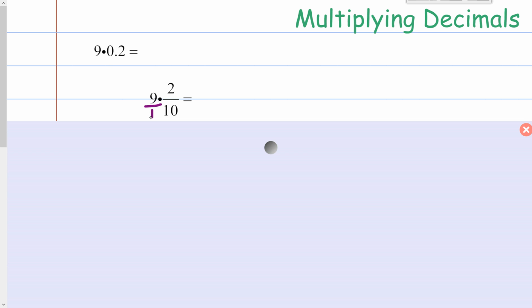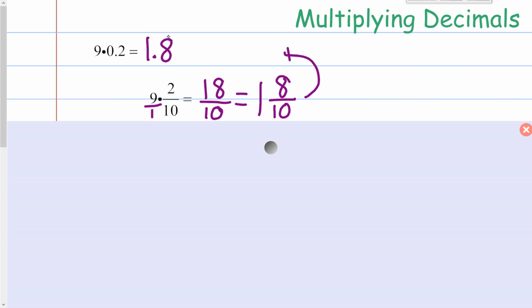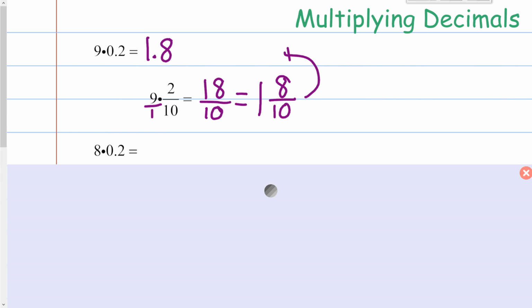Make that 9 over 1. 9 times 2 is 18. 1 times 10 is 10. So it is 18/10, which I will convert to 1 8/10. Now, since I'm working in decimals, I'm going to leave it as a power of 10. I'm not going to simplify. I'm going to rewrite that as 1.8. Let's do another example.